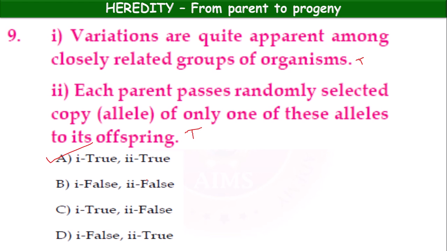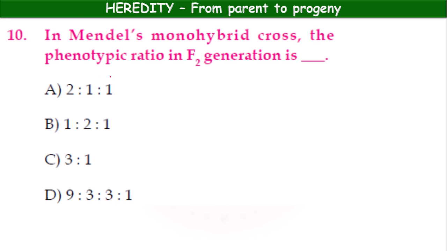Okay. Next, in the Mendel's monohybrid cross, the phenotypic ratio in F2 generation is 2:1:1, 1:2:1, 3:1, 9:3:3:1. It is a monohybrid ratio. Phenotypic ratio is 3:1. Okay. Option C.